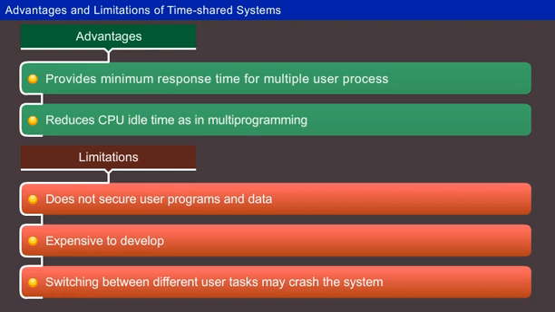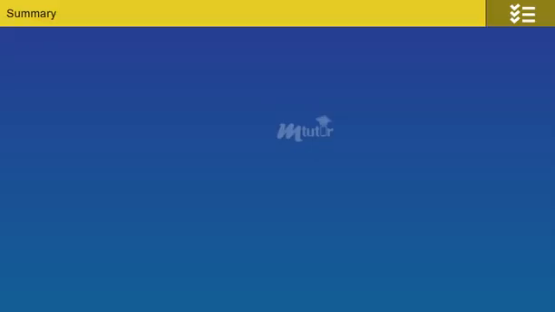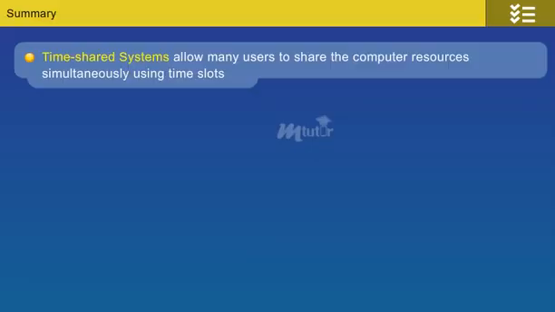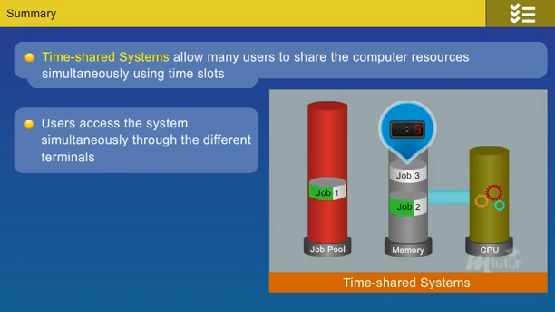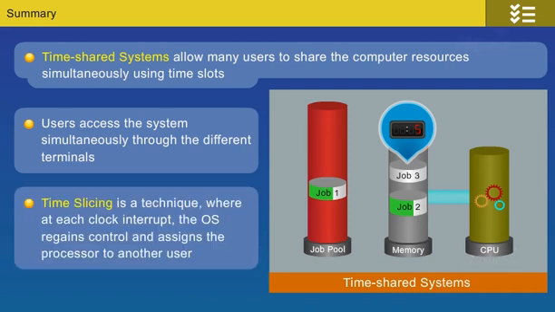Let us summarize some important points. Summary: time-shared systems allow many users to share the computer resources simultaneously using time slots. The users access the system simultaneously through the different terminals. At each clock interrupt, the OS regains the control and assigns the processor to another user, which is known as time slicing.